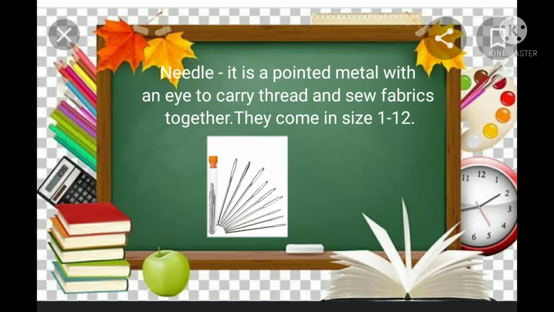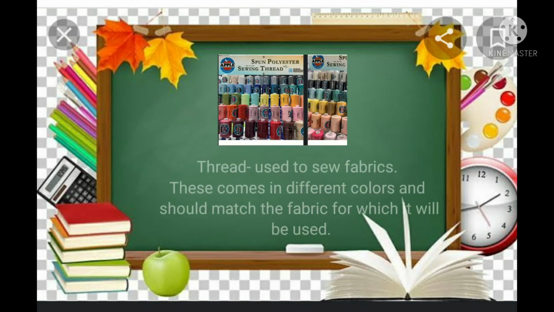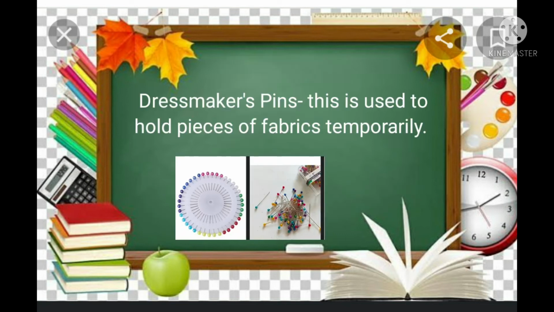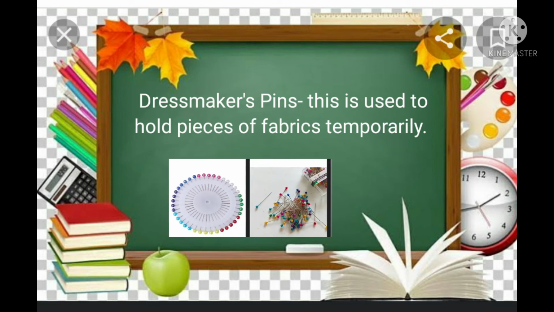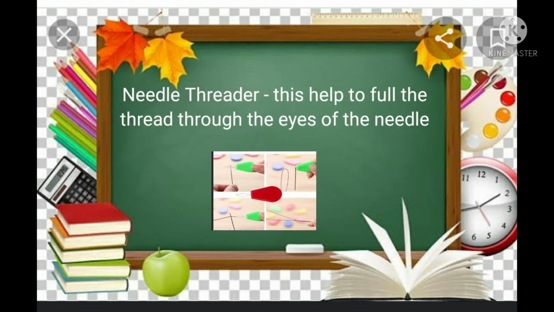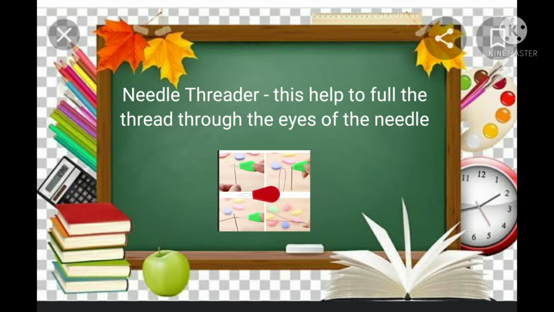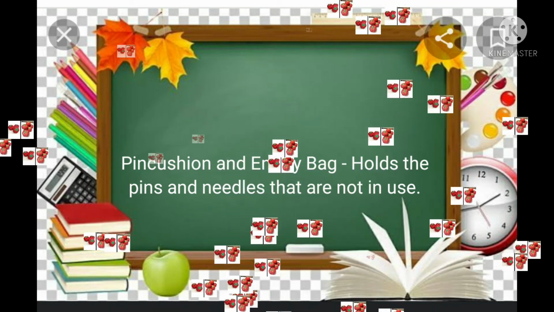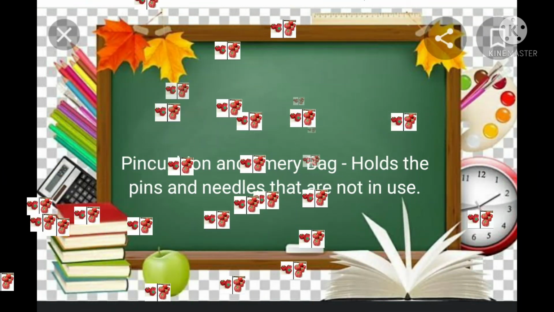Needle, it is a pointed metal with an eye to carry thread and sew fabrics together. They come in sizes 1 to 12. Thread, used to sew fabrics. This comes in different colors and should match the fabric for which it will be used. Dressmaker's pins are used to hold pieces of fabric temporarily. Needle threader helps to pull the thread through the eye of the needle. Pin cushion and emery bag hold the pins and needles that are not in use.